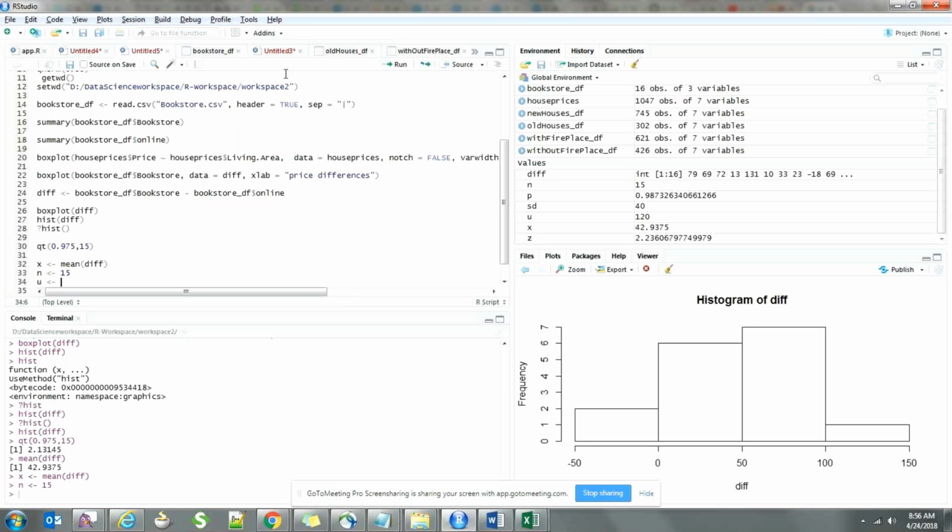Zero, right? This is what we are assuming. Mu of t will be zero. Mu is zero, isn't it? This is what we are saying, right? Mu1 minus mu is zero. It means that in my sample distribution, there is no difference.